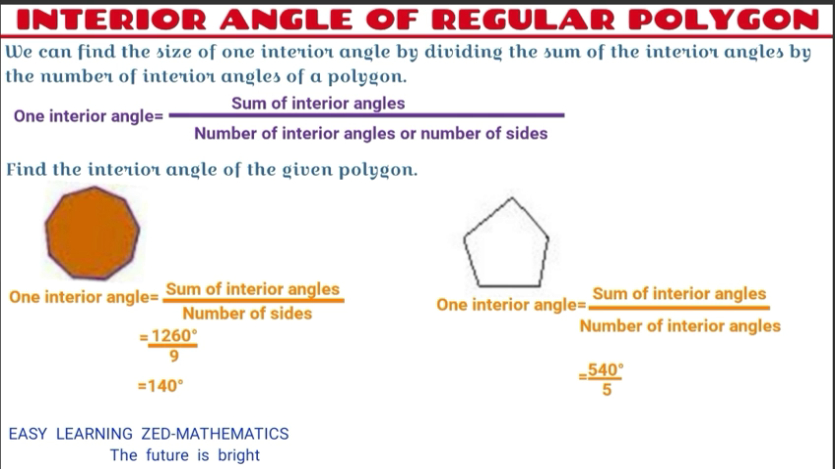Okay, so that means we're going to divide 540 degrees by 5. When you divide 540 by 5, it's going to give us 108 degrees. So a regular pentagon has an interior angle of 108 degrees. Okay, so basically this is how you find it.